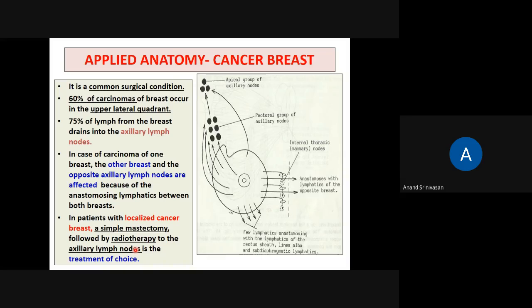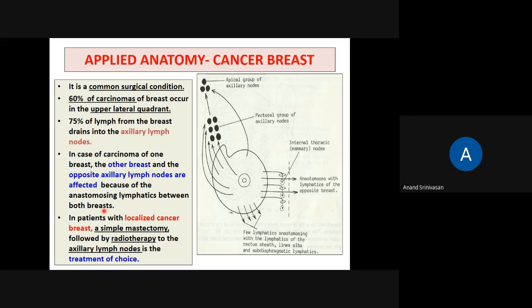There are many varieties, and complete mastectomy is also there. In a complete mastectomy, they will remove the pectoralis major, minor, everything, depending upon the infiltration. They might remove the other structures which are involved as well. That is a complete mastectomy, followed by radiotherapy, chemotherapy, whichever is the treatment of choice. Along with this mastectomy, the corresponding lymph nodes should also be removed.